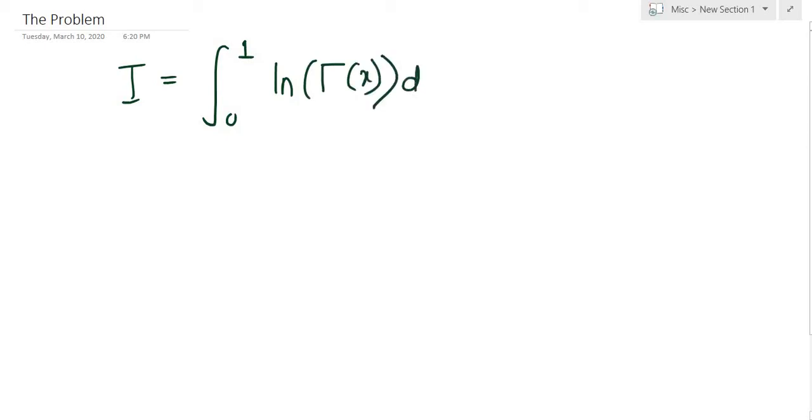So we have our original problem, let's call it I, which is defined as the integral from 0 to 1 of the natural log of the gamma of x dx. Now before proceeding with anything, I would like to just tell you that it's the gamma function that we are dealing with. So whatever we do, we have to be sure of our approach, because gamma is like serious business.